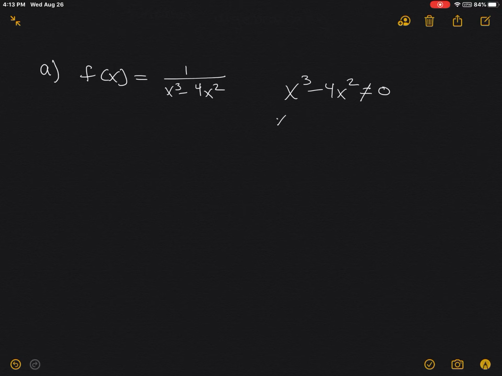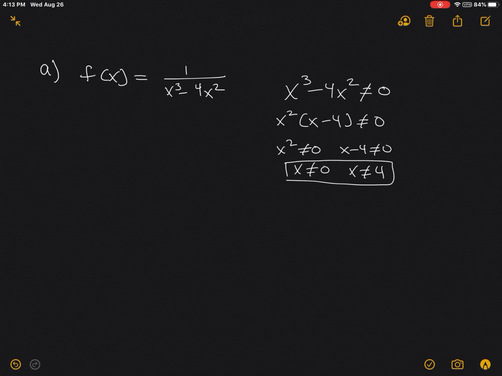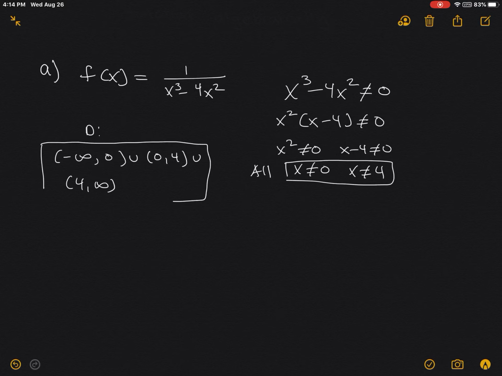So over here, how do I solve for x? I'm going to factor out an x squared, and I have x minus 4 cannot equal to 0. And then I'm going to use my zero product rule, right? x squared cannot equal 0, x minus 4 cannot equal 0. And so when you solve these 2 equations, x cannot equal 0 or x cannot equal 4. So that's how you would write it in inequality notation. How would you write this in interval notation? You would say minus infinity to 0, union 0 to 4, union 4 to infinity. Okay, so this is the domain in interval notation. This is the domain in inequality notation.